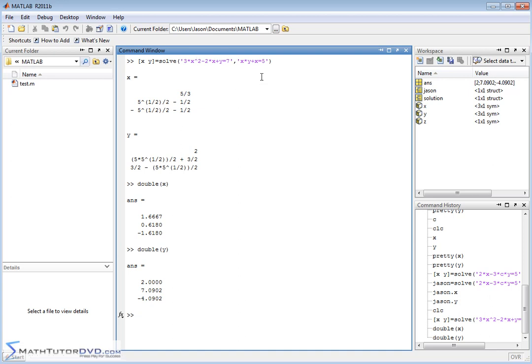So go ahead and put it into MATLAB, assign the values to x and y, and MATLAB can pretty much handle almost anything you throw at it. And if it's not able to handle it, then it's probably too complicated for you to have been able to solve by hand anyway.